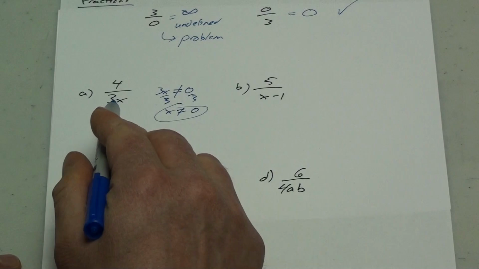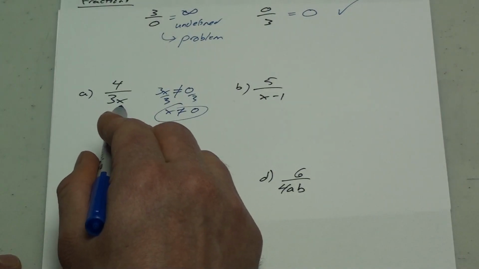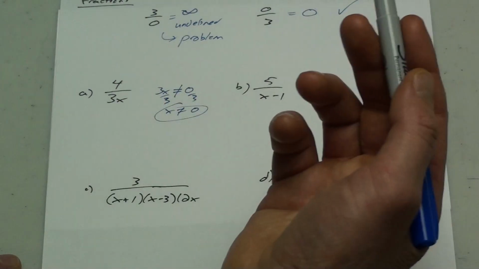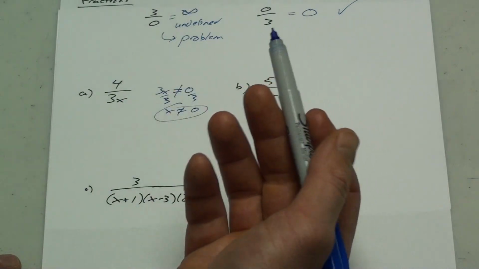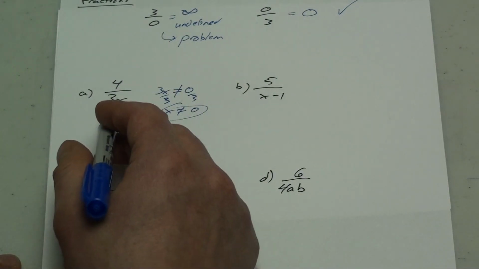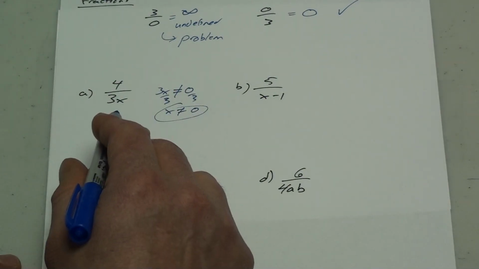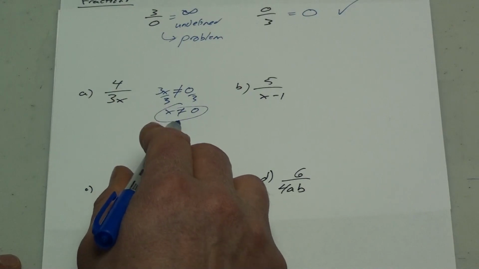If x equaled 0, I'd have 3 times 0, which would be 4 over 0, which would be a problem. So this fraction exists, no problem, as long as x is not equal to 0.